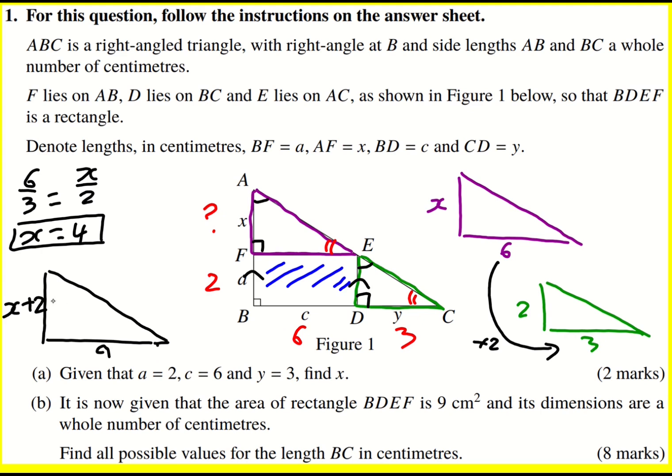You could, if you wanted to, use the black and the purple, and then you'd have to go with x plus 2 over x. This is the most complicated way of doing it, because you end up with a fraction with x on the top and the bottom. But it would still work. You get 6x plus 12 equals 9x, 3x equals 12, and hence x equals 4 that way as well.